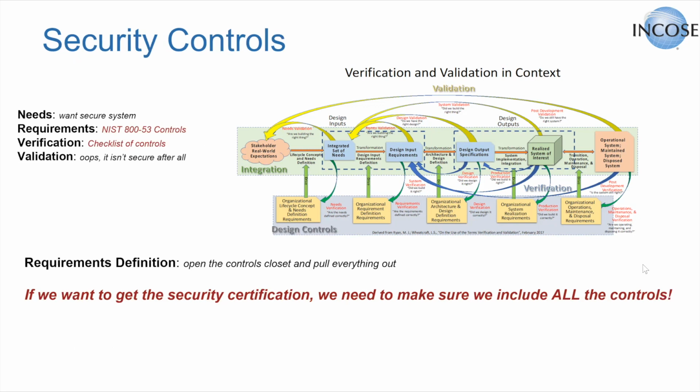Then we have the security controls. This is where we do develop requirements, but all they are is a list of NIST 800-53 controls. And then the verification is a checklist where we make sure we have all of those controls. We get to validation and we have the same outcome. Oops, it's not secure after all. So the requirements definition is that all we do is open the controls closet and pull everything out. So if we want to get the security certification, we need to make sure we include all the controls. That's what we hear when we realize we don't want security controls as requirements. This is what we look at as a compliance-driven approach, and it does not give us system security.